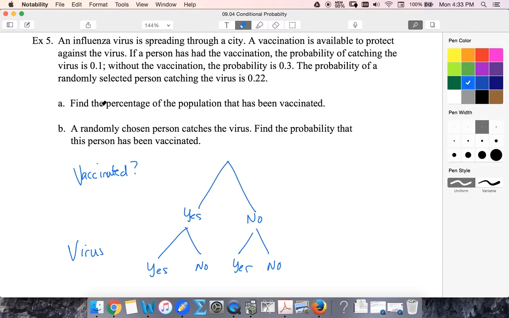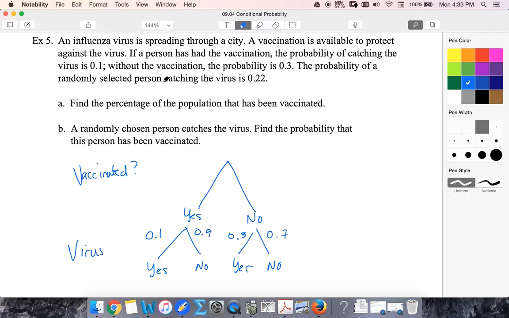Okay. These probabilities I do know. If you had the vaccine, so that's this branch, your probability of catching it is 0.1. That's still pretty high, 10%. But it's 90% that you don't catch it. If you did not have the vaccine, you have a 30% chance of catching it, which means you have a 70% chance of not catching it.